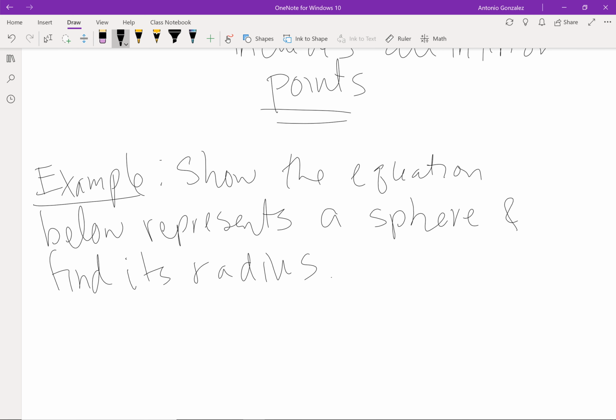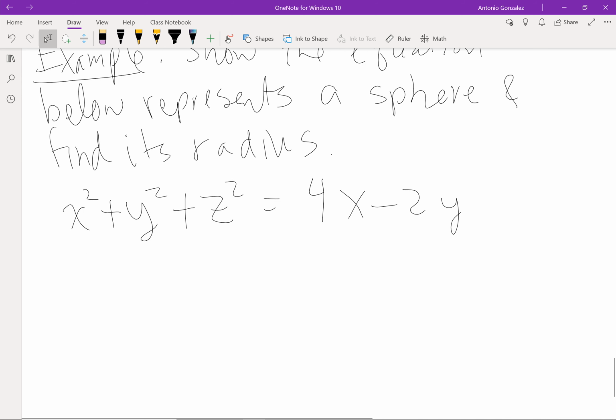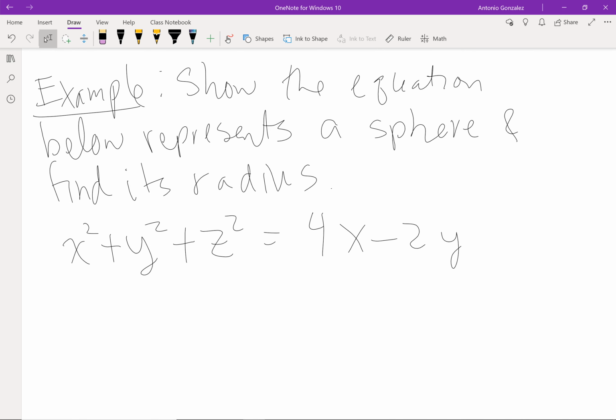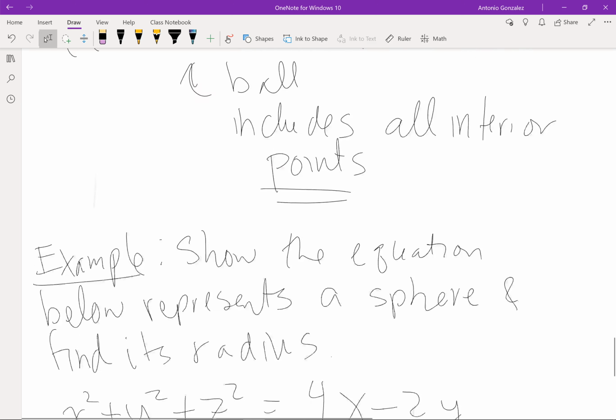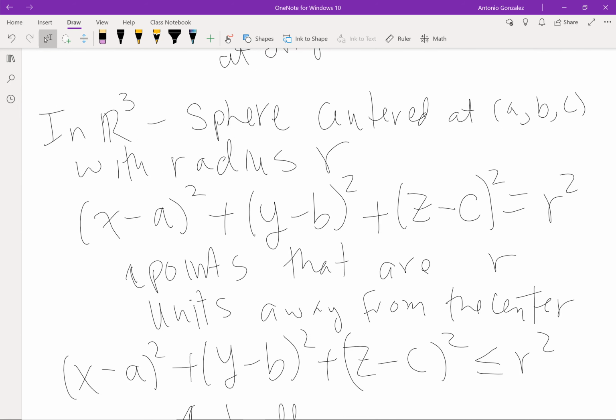Okay, so let's say we had this equation. So I want you to show that this is a sphere, and I want you to determine the radius of that sphere. Okay, now the way we're going to show this is that we want to show that it follows this format here. Okay, the format that we see right here.